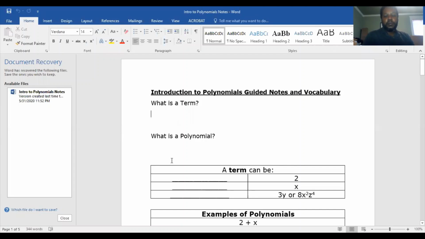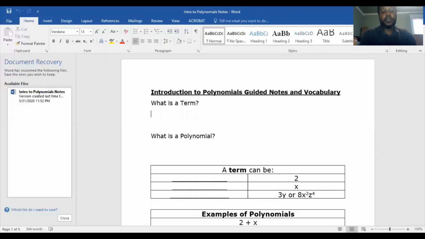All right, and so we have a couple questions that we need to answer first. Those questions are, what is a term and what is a polynomial? So what is a term? A term in math is just any number or variable, or a product of numbers and variables that's by itself. A term can be almost anything, but it's what makes up part of a mathematical expression.